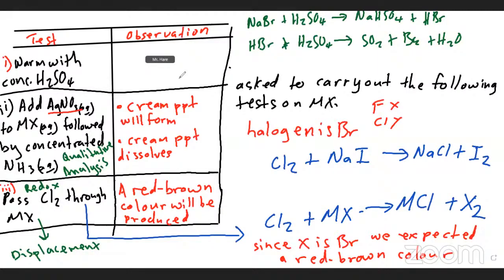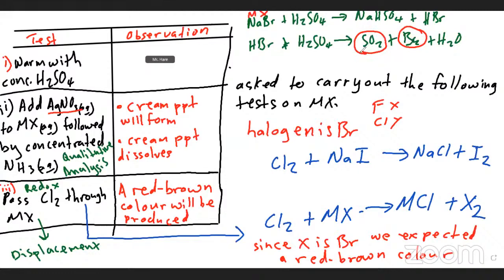Basically, when you react MX, MX is just like sodium bromide. That means we are going to get SO2 and Br2.